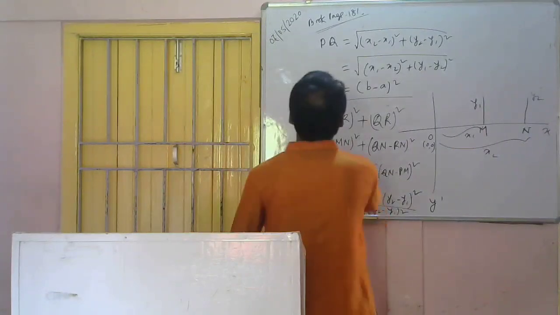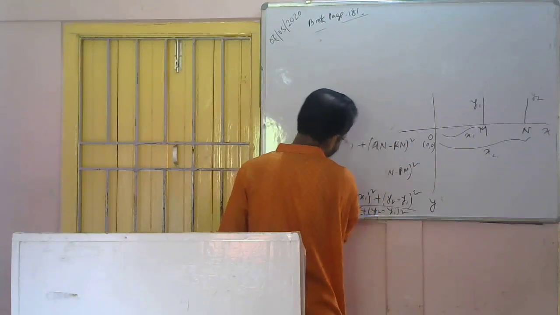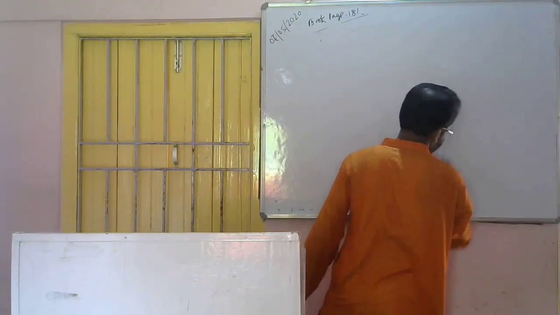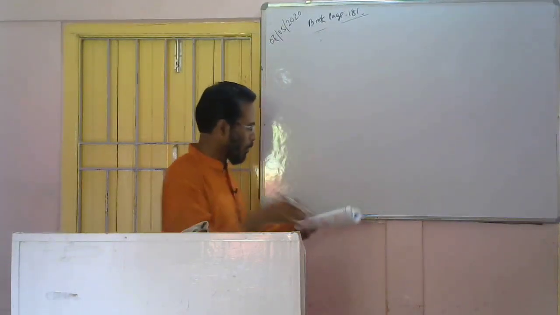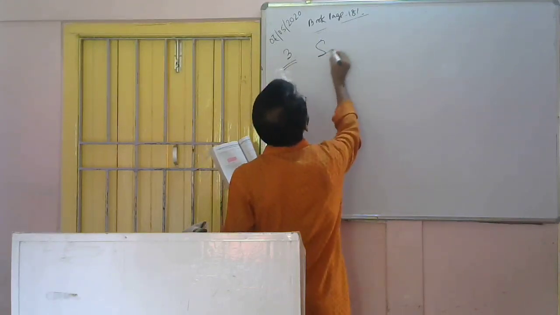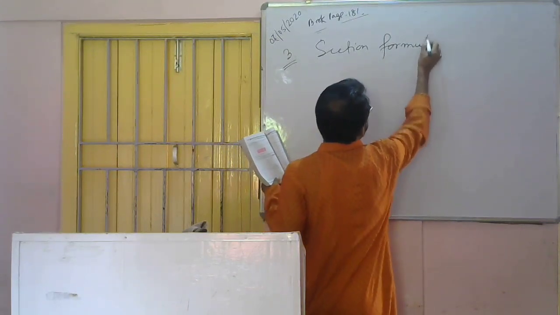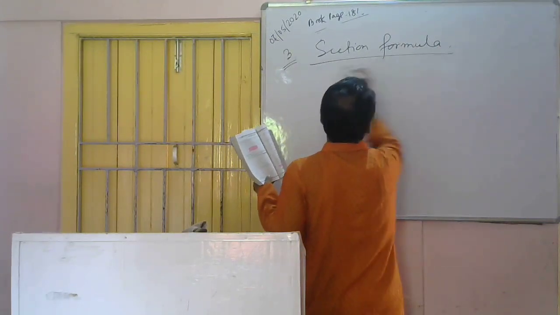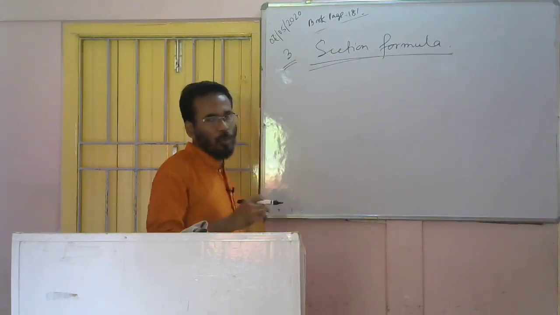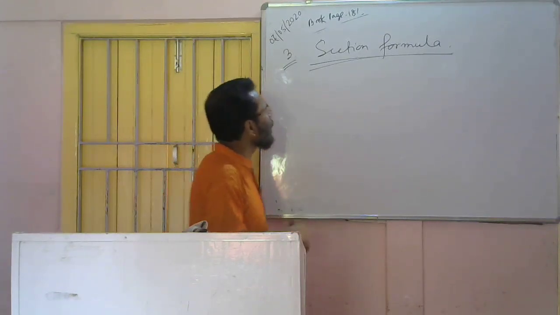Now the next topic is the section formula. This is also most important. The full chapter is based on 4 formulas. The first one is the distance formula. The distance formula is of two types: one is from the origin to any point, and the second is between any 2 points. And then the next one is the section formula.